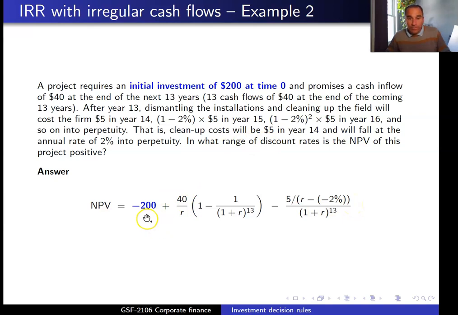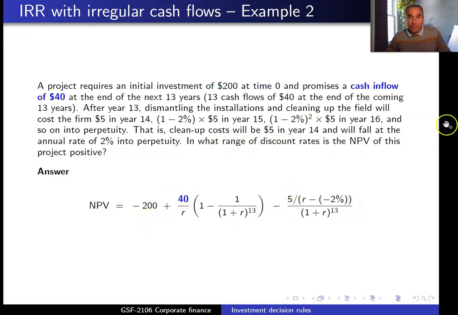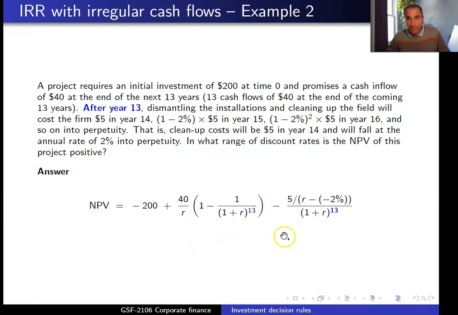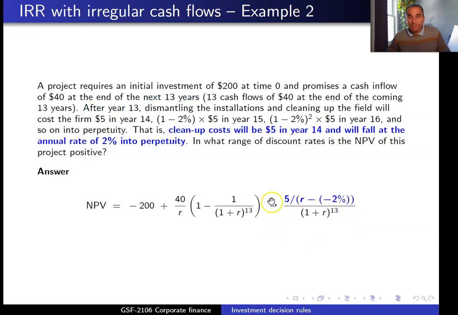So initial investment of $200, cash inflow of $40 per year over 13 years. At the end, completely after 13 years, cleanup costs $5 at the growth rate of minus 2% forever. So 5 divided by R minus G. G is minus 2%.